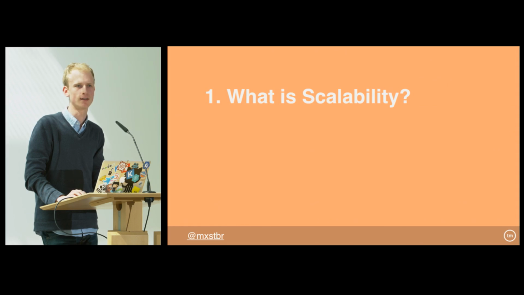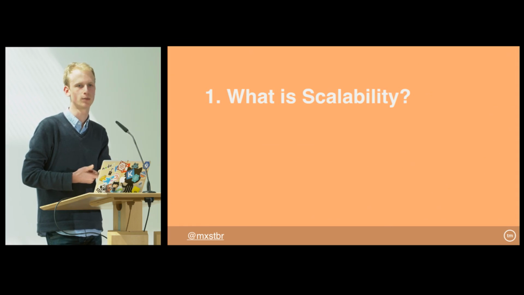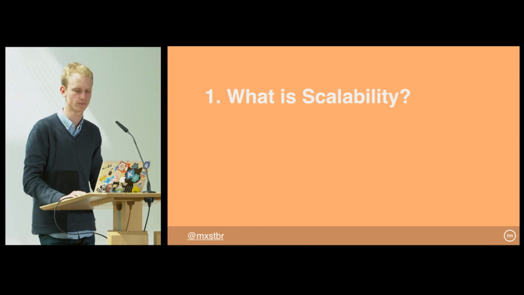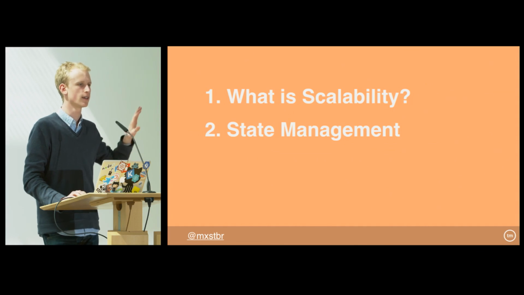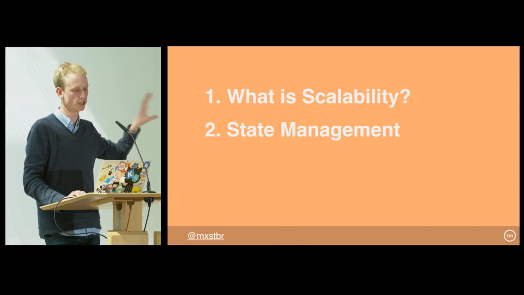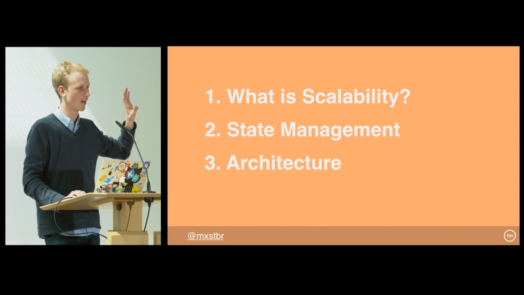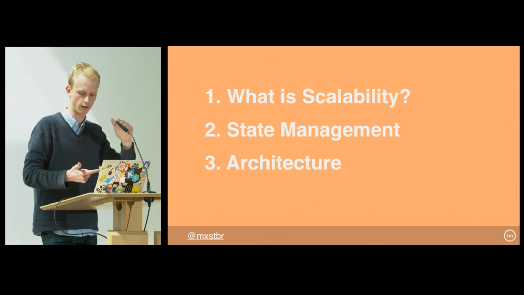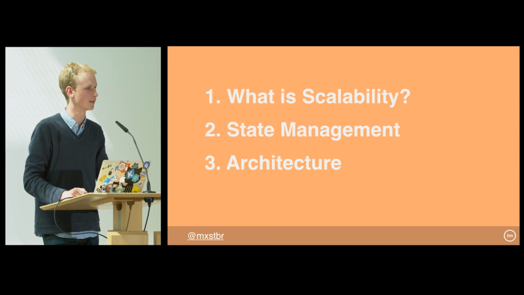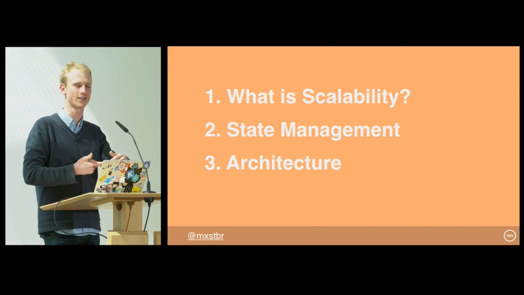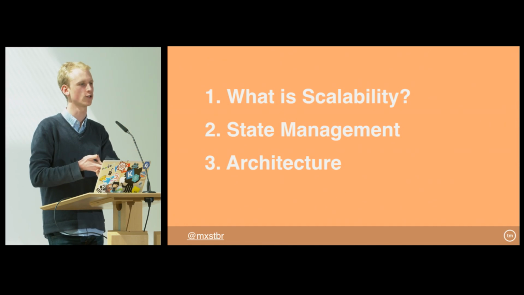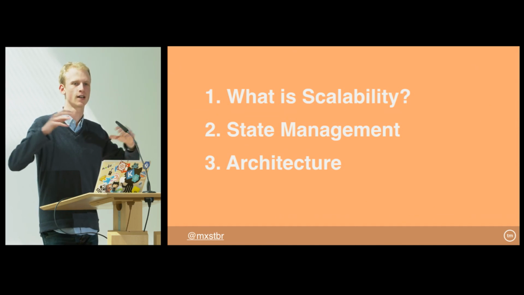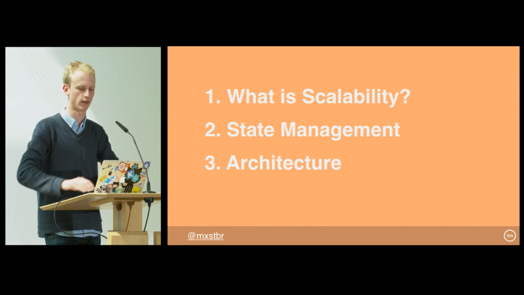All right, short summary. What is scalability? Our application needs to handle more users, more developers, and more components, basically. State management: use a unidirectional data flow library. Redux is awesome. Architecture: 4 points here, if I can remember them. Use containers and components. Isolate your styling. Group your files by feature, not by type. And use redux-saga to tie your now really decoupled components back together.